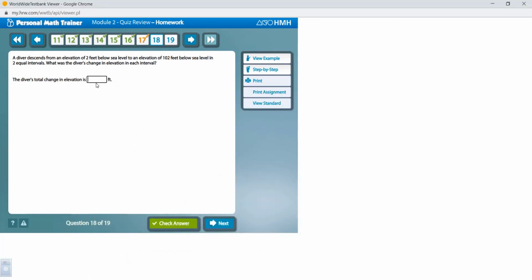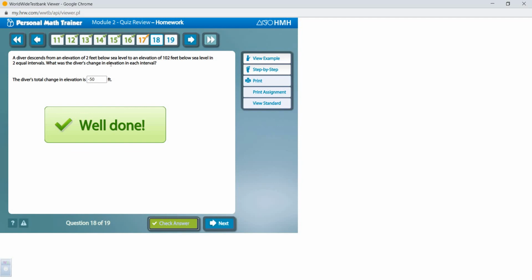All right, so the diver's total change in elevation. Excuse me, did I read this problem wrong? A diver descends from an elevation of 2 feet to an elevation of 102 feet in 2 equal intervals. Oh, in each interval. So it says what was the diver's change in elevation in each interval, and then this question says the total change in elevation. Well, the total change in elevation in each interval is negative 50 feet.